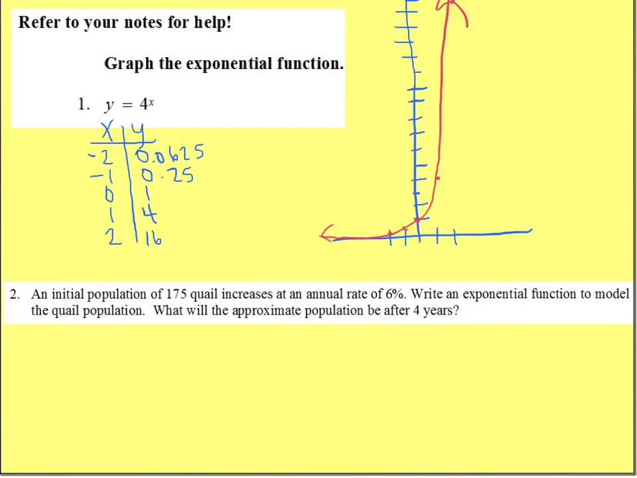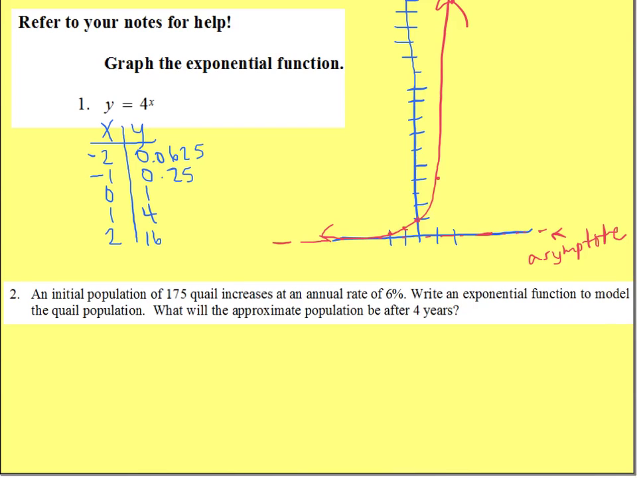Now again, that's a really rough sketch. Remember that in each graph, though, we're going to have an asymptote, which is a line that this graph will approach. So it's approaching it right here, but it's never going to touch it, it's never going to cross it.